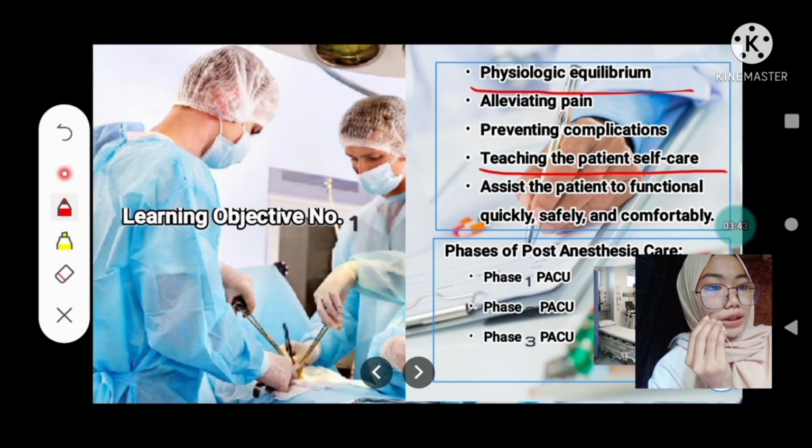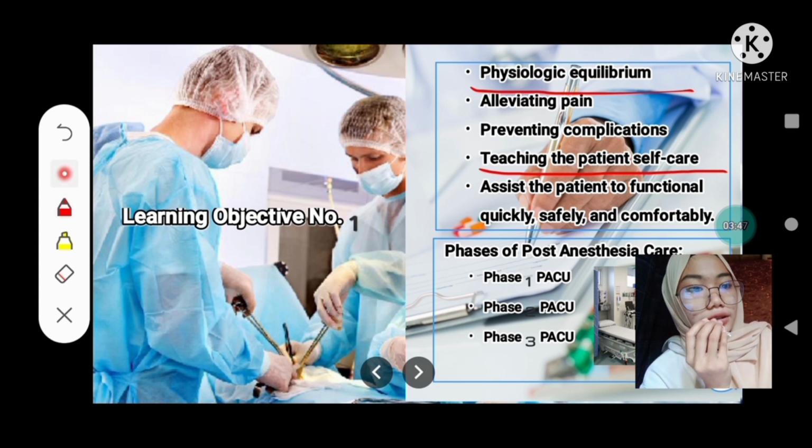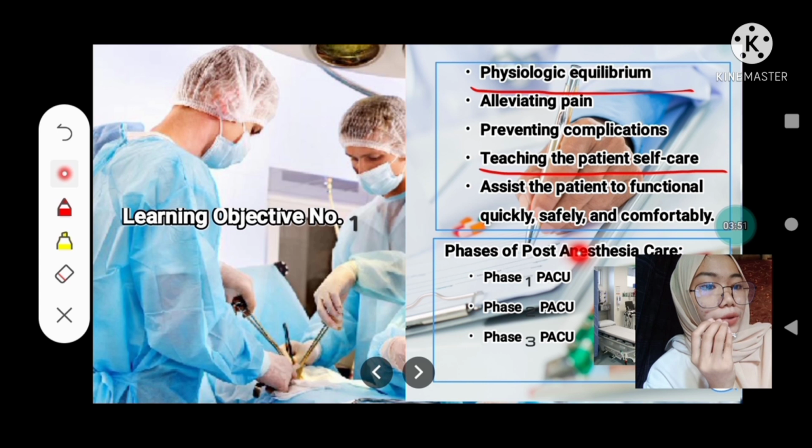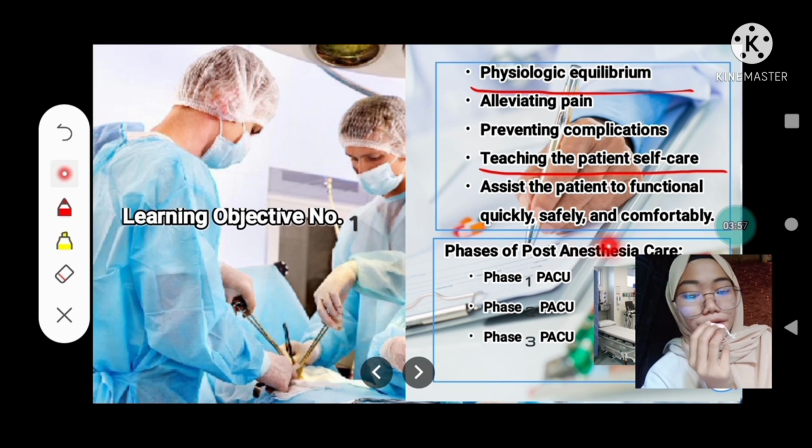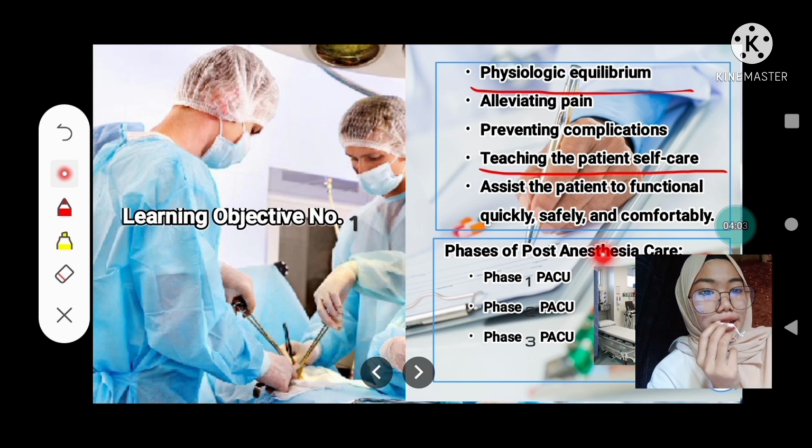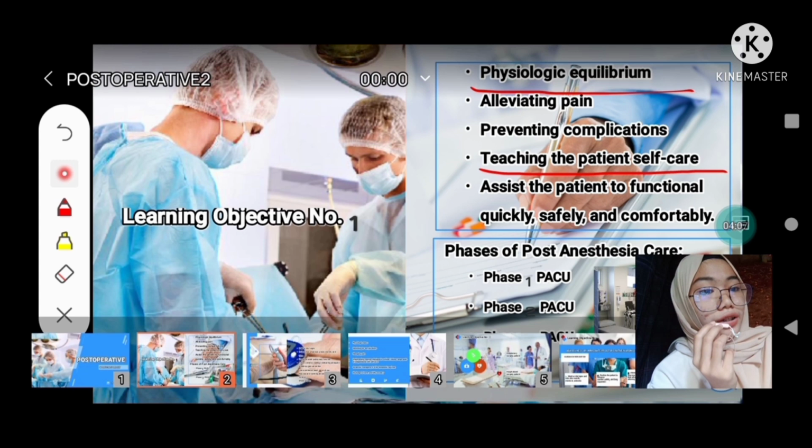So, assess the patient to function quickly and safely. Assessing the patient's function quickly, safely, and comfortably, make sure that they are safe and comfortable. And through home care, the responsibility for that is a professional caregiver.